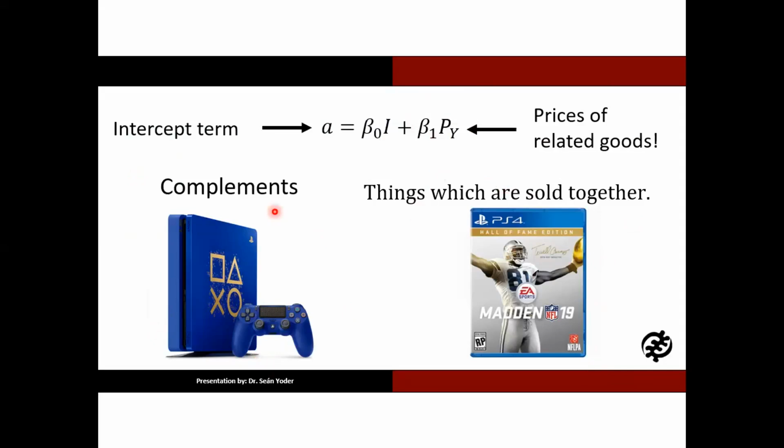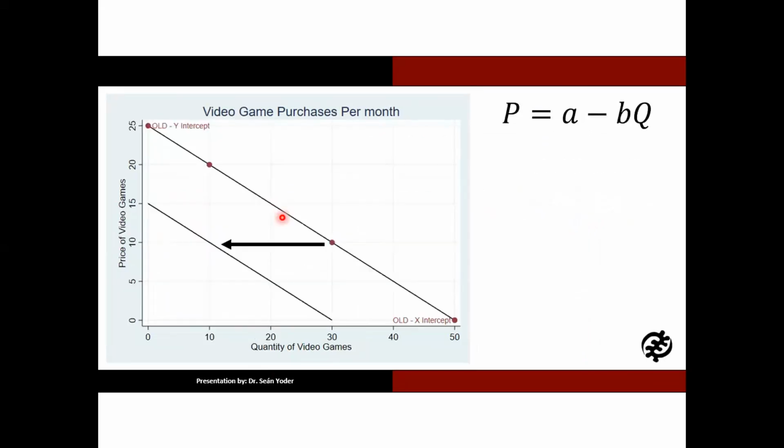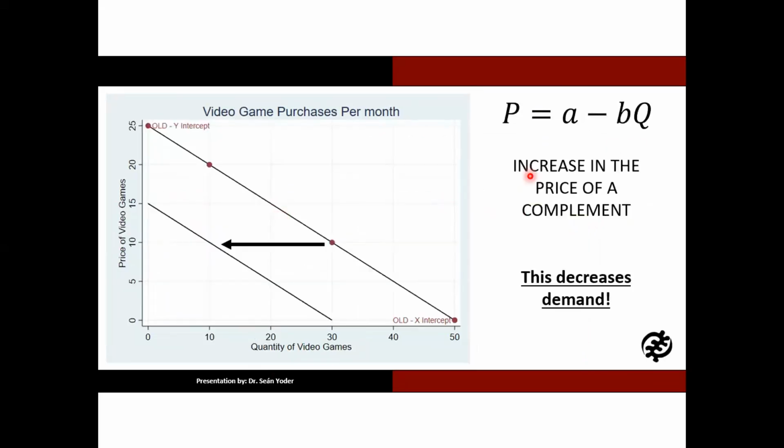Hamburgers and hamburger buns, peanut butter and jelly, right? Cell phones and cell phone cases. We can go on and on. These are things that go together. So if the price of a complement, that's an E, not an I, goes down, it increases your demand, shifts your demand curve to the right. Increase the price of the complement, it decreases demand, and the demand curve shifts to the left.